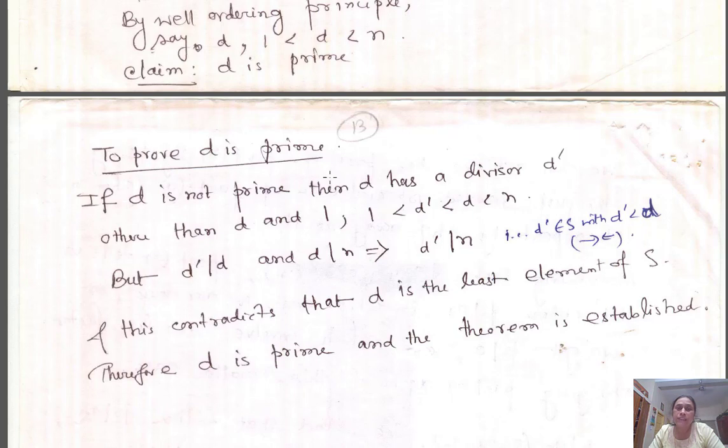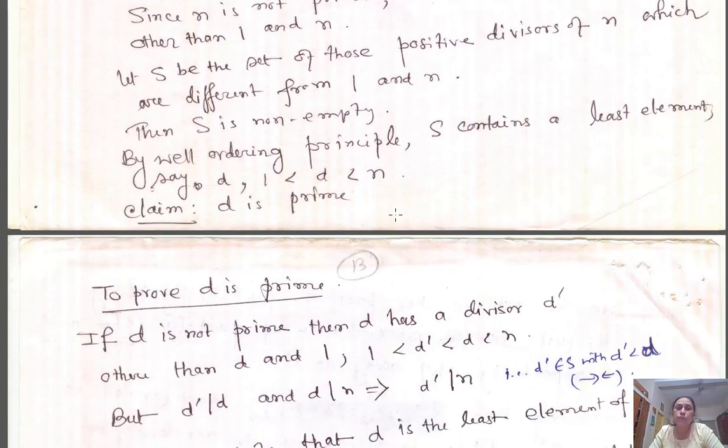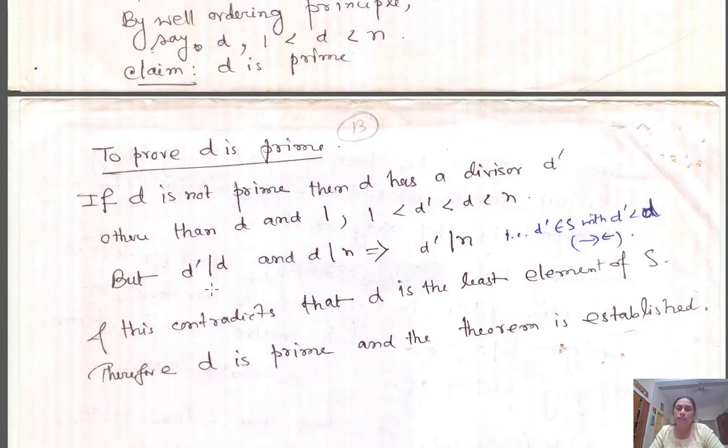Now d' is a divisor of d. That means d' divides d, and d divides n. d was the least element of the set S, consisting of all positive divisors of n different from 1 and n. So d divides n, and by assumption d' divides d. This implies d' divides d, d divides n, so by the transitivity property of divisibility, d' divides n.